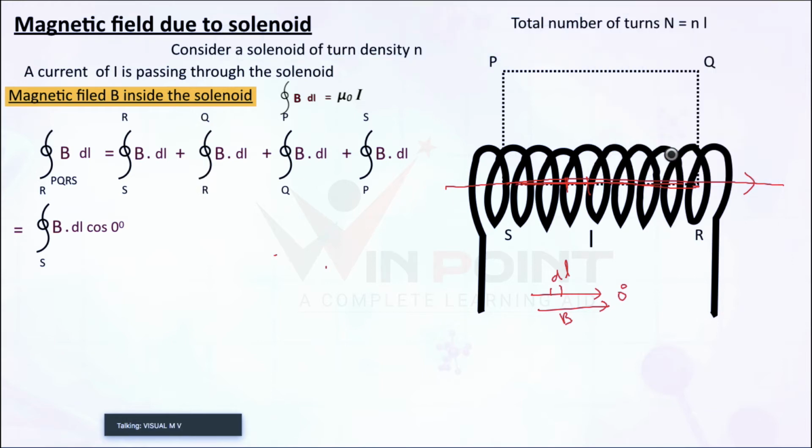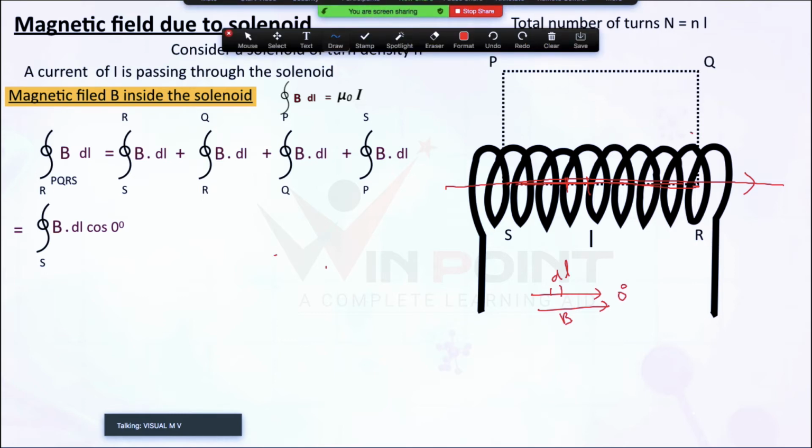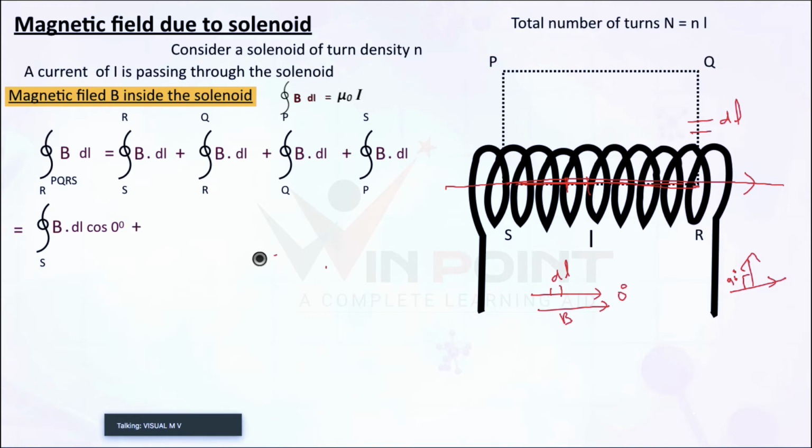R to Q. R is here, Q is here. This is the direction R to Q, so here we need to consider the length element dl. What will be the angle between them? 90 degrees, because dl is in this direction and this is the direction of the magnetic field. So it will be plus B dl cos 90, plus, and here what will be the angle?